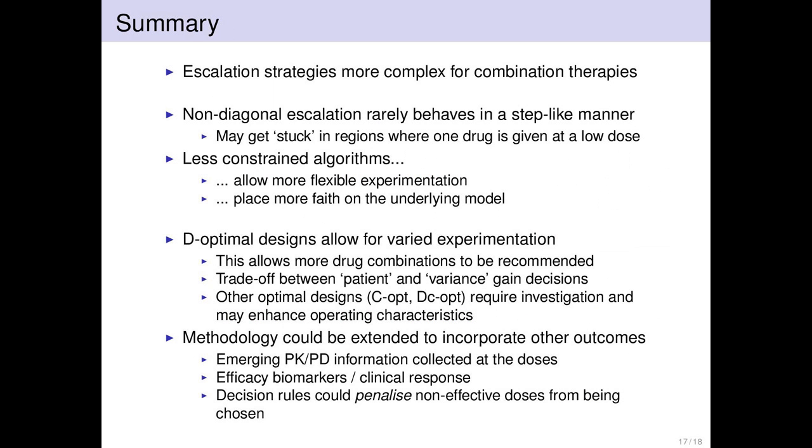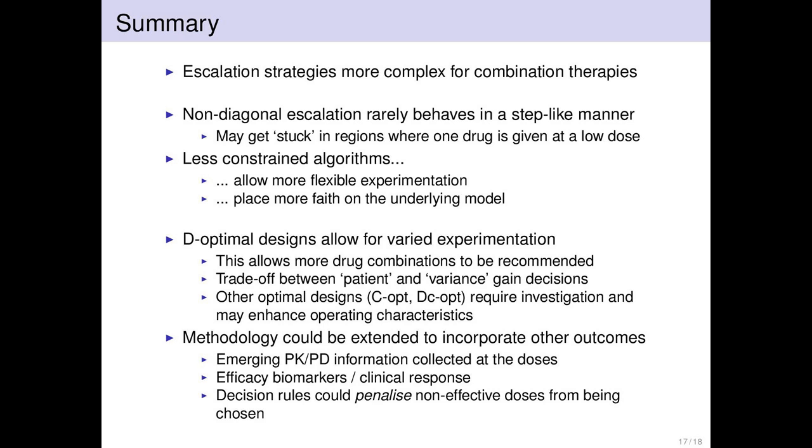So let me just summarize now. Basically, the escalation strategies for a combination trial are more complex. We have to think about a multitude of directions that we could move from going from one cohort to the next. We've seen in our simulations that if you use a non-diagonal strategy, it rarely behaves in a step-like manner moving up through the dose combinations, and it will generally escalate one margin first and then start escalating the second drug. It may also get stuck in regions where one drug is given at a low dose, as we saw in some of our simulation results.